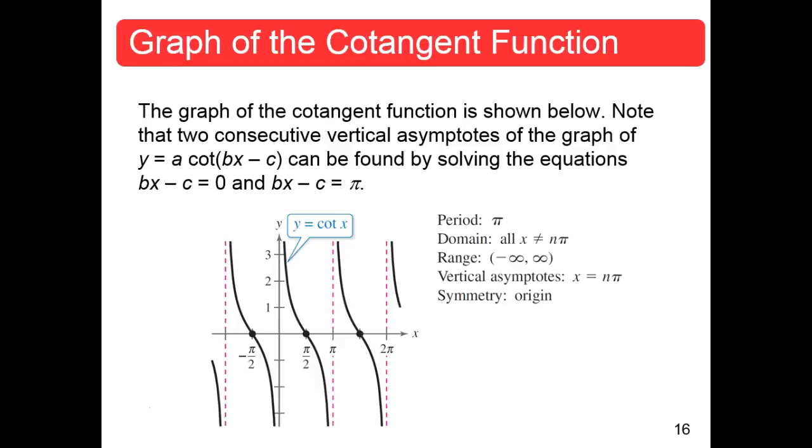Okay. The c deals with the phase shift. And then just like tangent, the period is pi. Tangent and cotangent are the only two of your 6 trig functions with a period of pi. The other 4 have periods of 2 pi, at least the base period. Domain: all x's except your n pi's, that's where your vertical asymptotes are. The range is all real numbers.